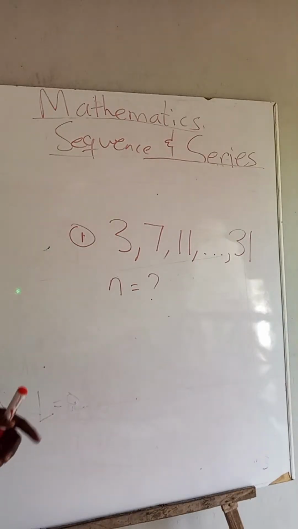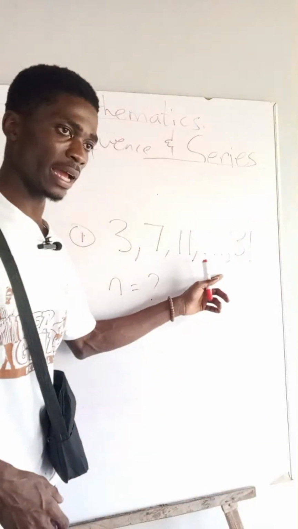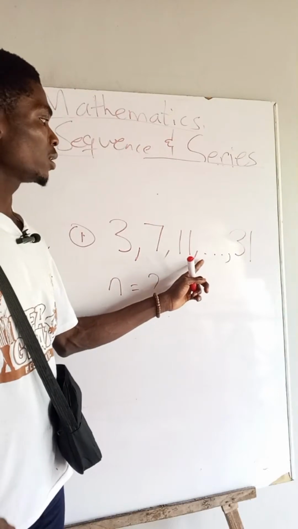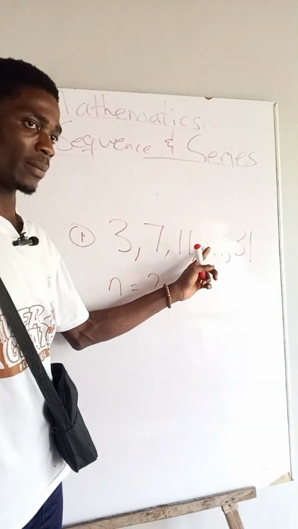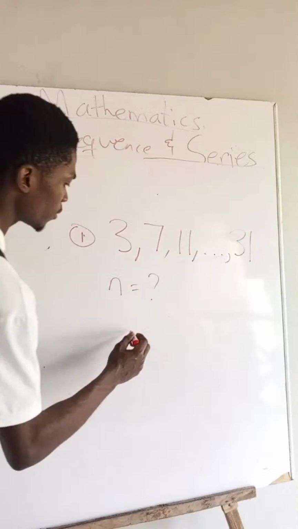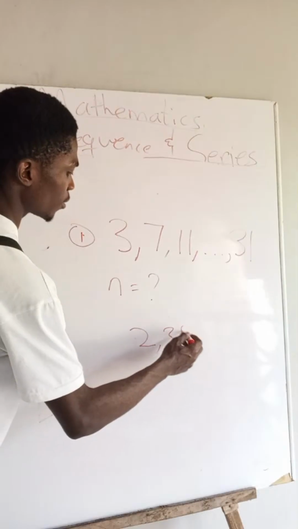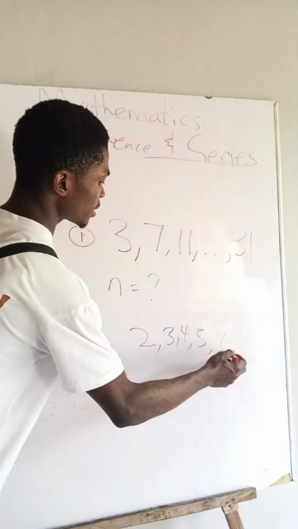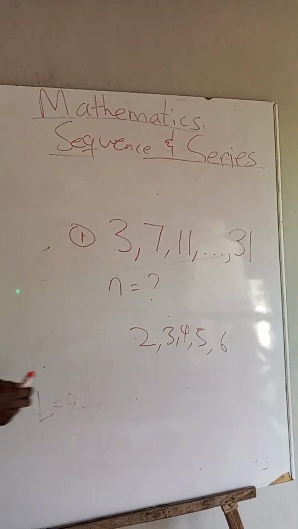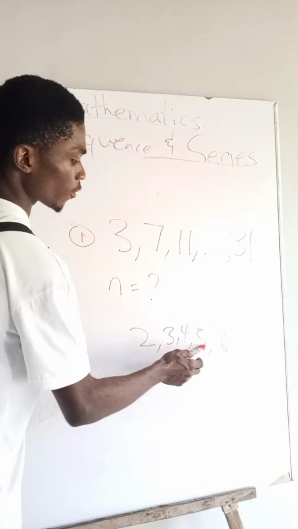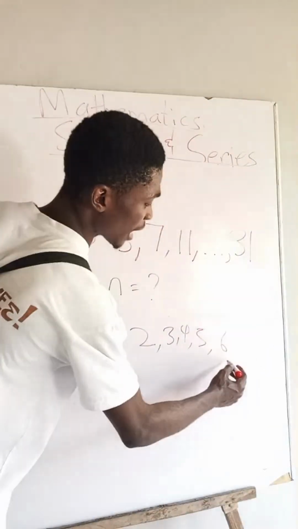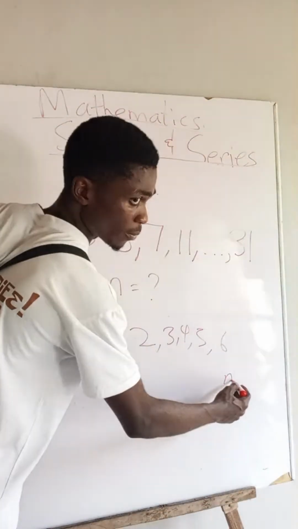I'm saying that we are finding the number of terms in this sequence, right? Now, this ellipsis here means that there can be so many numbers here. It's not only one number. Let me ask you this one. We have 2, 3, 4, 5, 6. How many terms are here? 5. Now, when you count 1, 2, 3, 4, 5, the position of the last digit determines the number of terms, right?